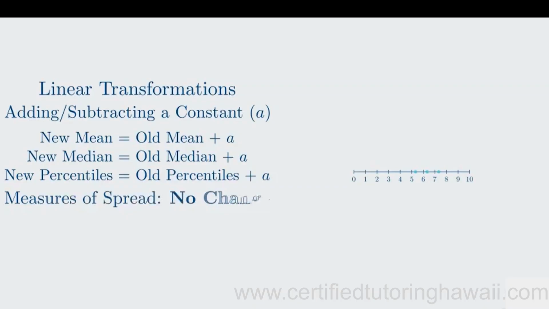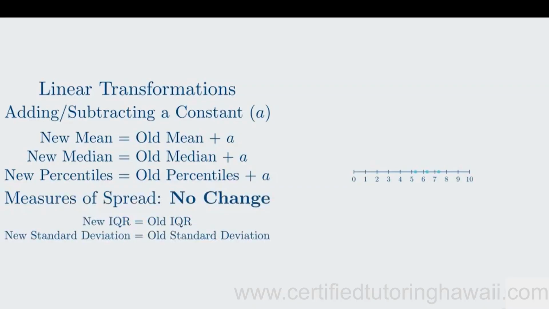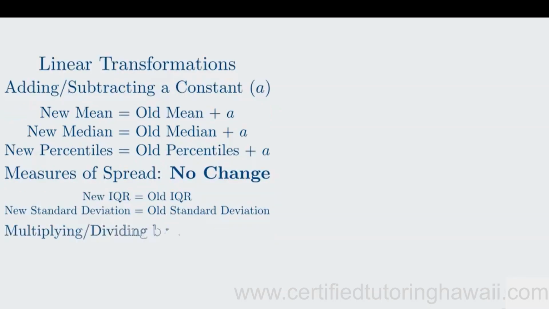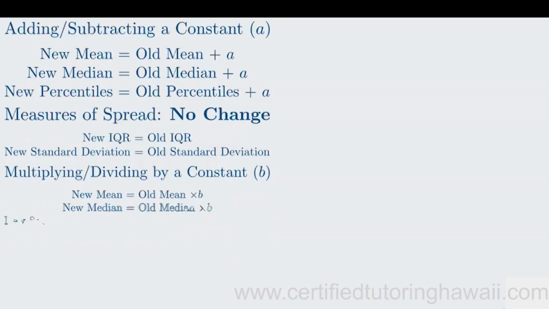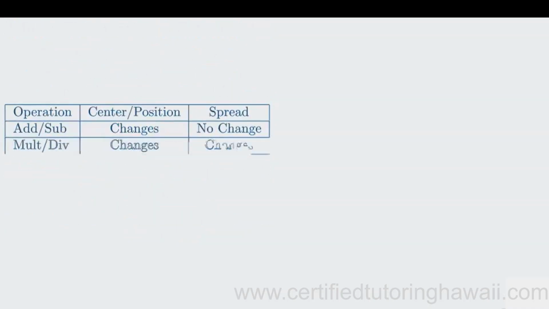However, adding a constant does not change the variability. The distance between the points remains exactly the same, so the range, IQR, and standard deviation do not change. Now, if you multiply or divide every data point by a constant b, every single statistic we've discussed is affected. The new mean, median, standard deviation, and IQR are all the old values multiplied by b. Both the center and the spread are scaled by that factor. This is a critical concept for the AP exam. Always remember, measures of center shift and scale, but measures of spread only scale.